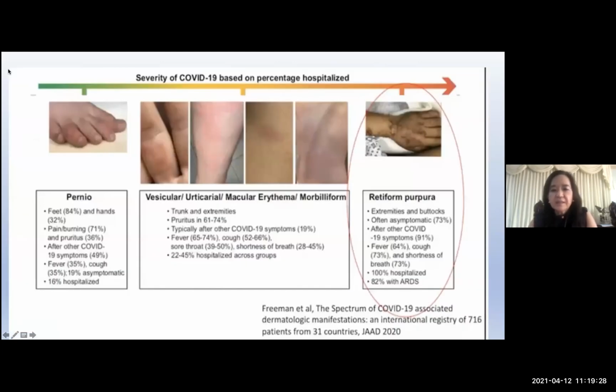Based on a study in the JAAD, they compared the severity of COVID and how it happens inside a patient who's hospitalized. They saw that first it begins with pernio in 84%, affecting the feet in 84% and the hands in 32%. There's burning and other symptoms. Then later in the disease, you'll have your vesicular, urticarial, macular erythema, and morbilliform lesions. Then later on, you'll have your purpura or more of your vasculitic lesions.